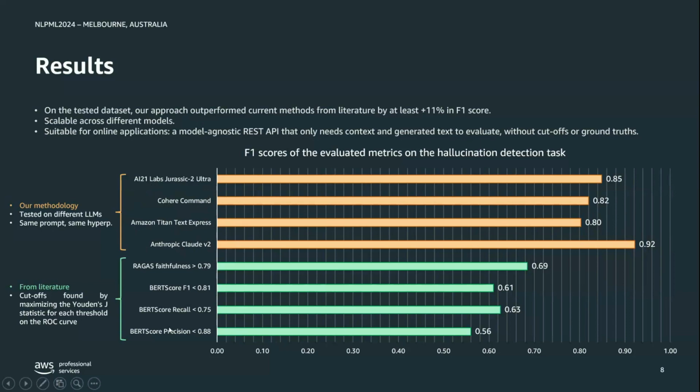and we tested the BERT score and the RAGS approach. And what we could find is that we can outperform these methods from literature by at least 11% in F1 score. And we achieve this through prompt engineering.